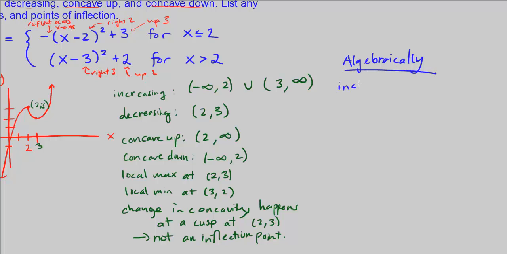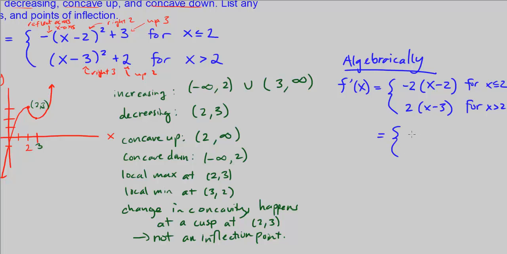Okay, so increasing and decreasing, we want to look at critical points. Critical points happen when we look at f prime of x. Okay, f prime of x, so let's go ahead and find the derivative of this, right? We're going to bring that 2 down, so it's going to be negative 2 times x minus 2 plus 0 for x is less than or equal to 2. And this region, this piece of our graph, is going to be 2 times x minus 3. I'm using the power rule. Plus 2 becomes 0 for x is greater than 2. So this is the derivative.